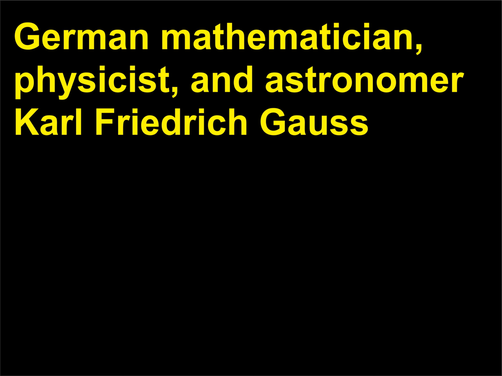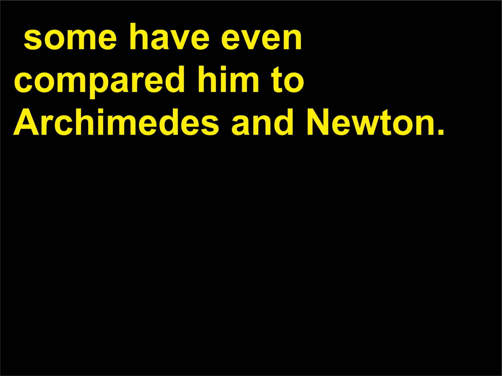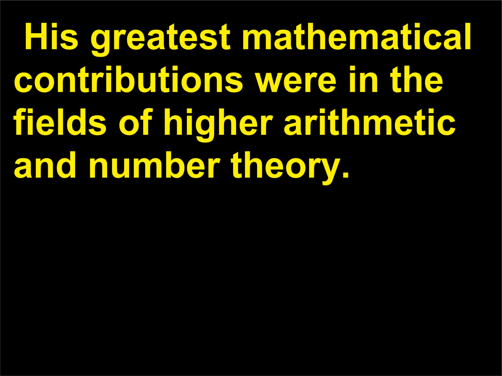German mathematician, physicist, and astronomer Carl Friedrich Gauss, 1777 to 1855, also seen as Johann Carl or Carl Friedrich Gauss, was considered one of the greatest mathematicians of his time. Some have even compared him to Archimedes and Newton. His greatest mathematical contributions were in the fields of higher arithmetic and number theory.